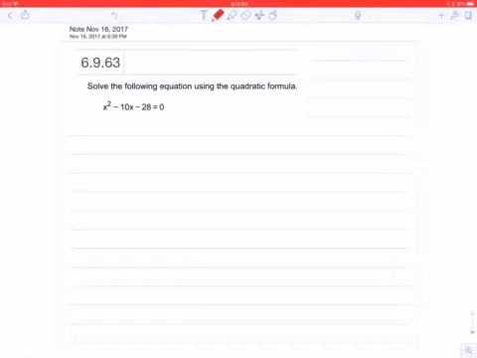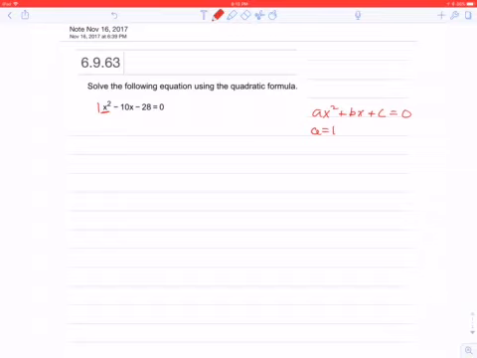To solve a quadratic equation using the quadratic formula, we first have to make sure that our quadratic equation is in standard form. The standard form of a quadratic equation is ax squared plus bx plus c equals 0. The a is the coefficient of our square term. For our quadratic equation, there is no number by the x squared, so we assume it's a 1. So a is equal to 1.